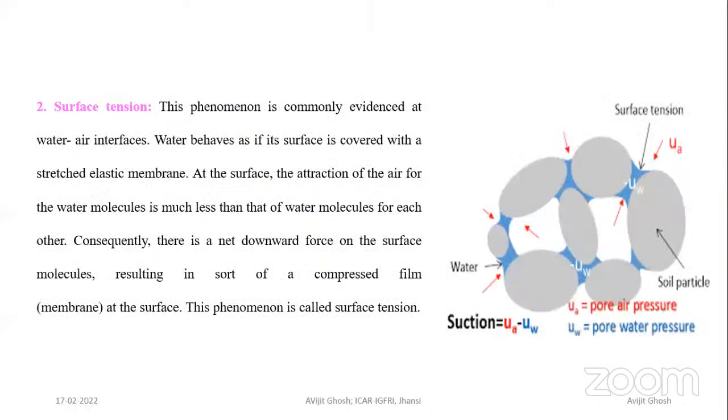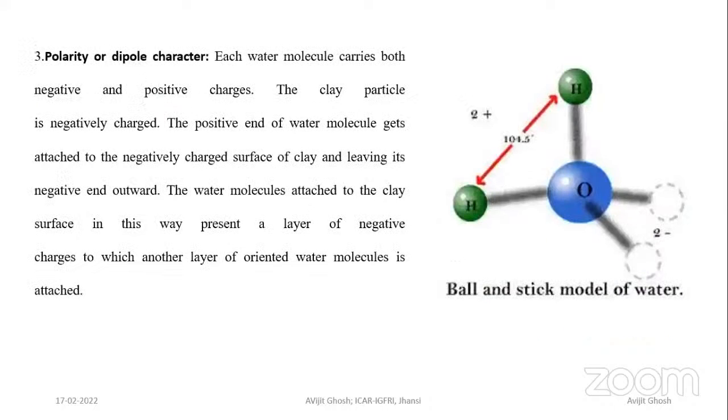Next is surface tension. Due to surface tension of water, the soil particles attract the soil water, and it snatches down the water surface towards itself, like a downward movement, and it causes a surface tension on the upper layer of the water, causing the water to be held in the soil pores. Next is polarity or dipole character of water.